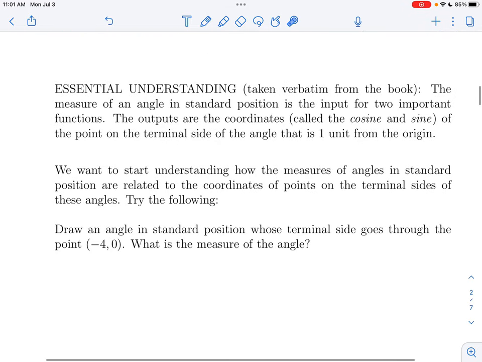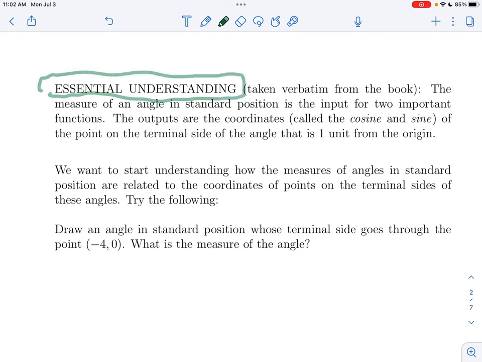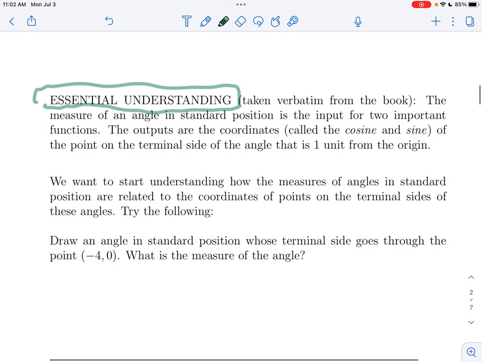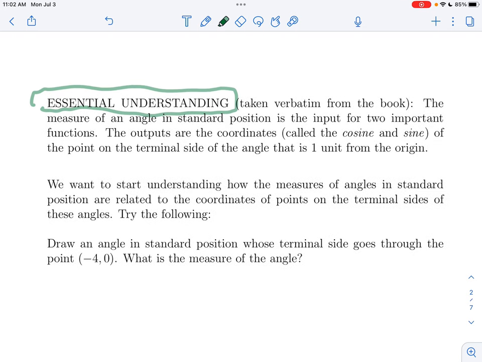So here's our essential understanding. And this doesn't come up quite yet, but the book rolls it out at the very beginning of the section. The measure of an angle in standard position is the input for two important functions. And the outputs are the coordinates called cosine and sine of a point on the terminal side of the angle that is one unit from the origin.